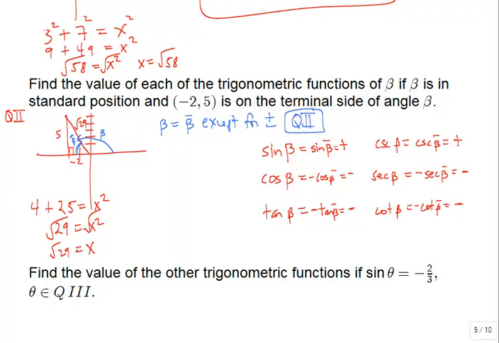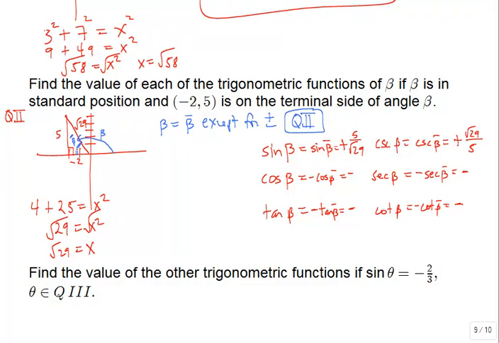Now how do we figure out what the actual answers are here? We use those right triangle definitions. So what would sine of beta bar be? It would be the opposite side to beta bar, which would be this 5, over the hypotenuse, which is the square root of 29. So cosecant would be square root of 29 over 5.